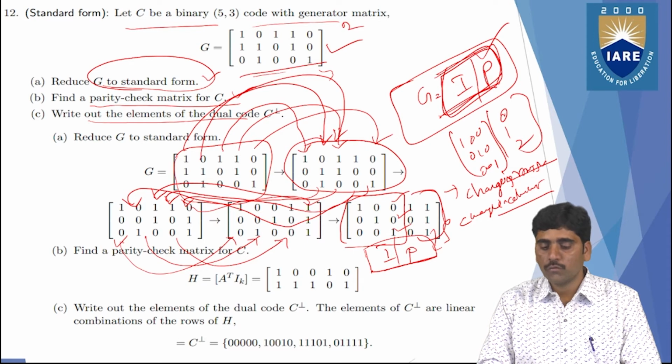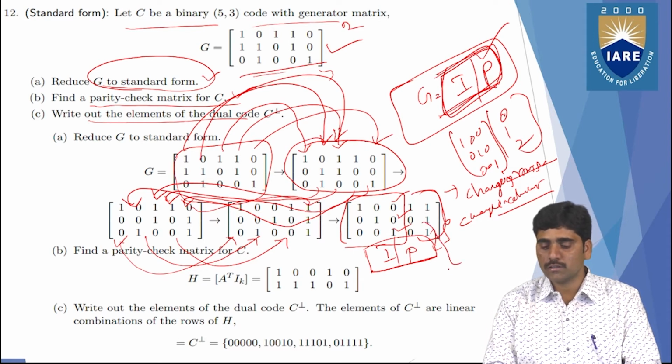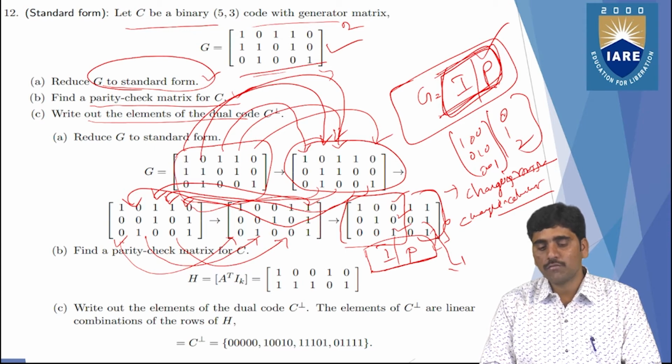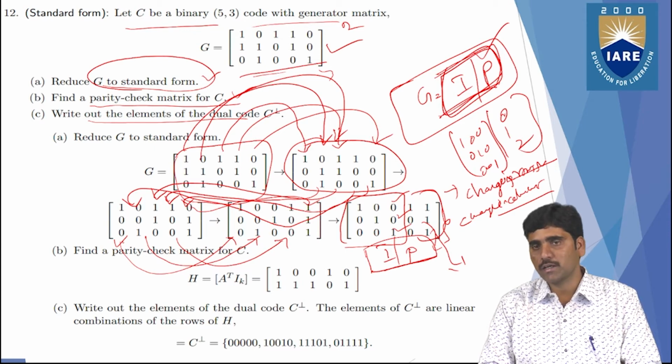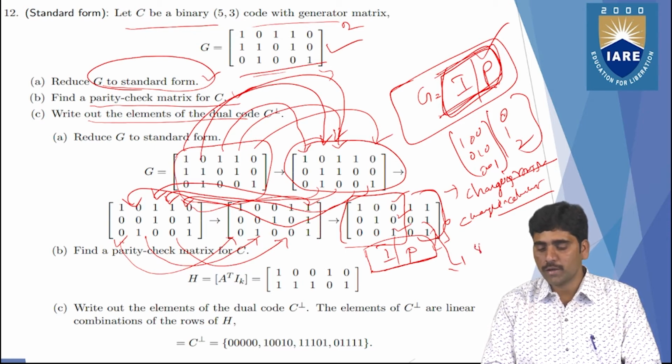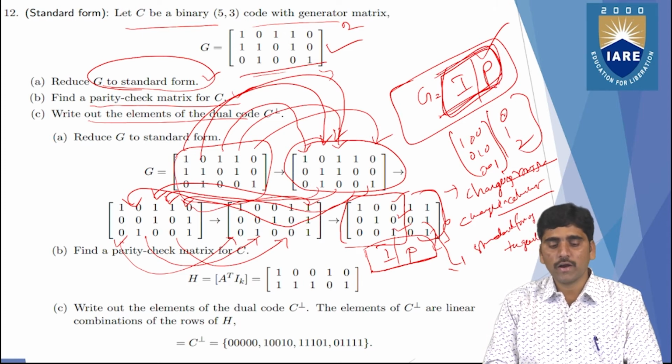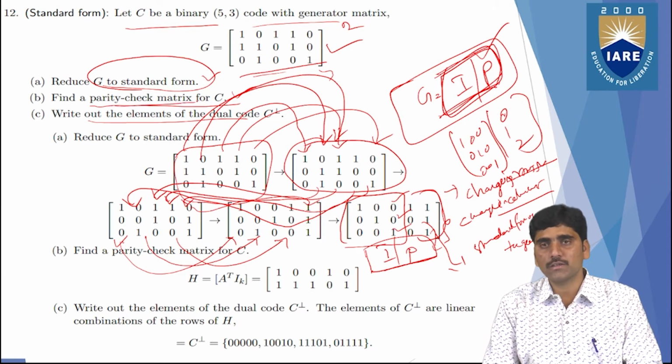So now we can say that this formation is the standard form of the generator matrix, right? And the second one is what? Find a parity check matrix for C.